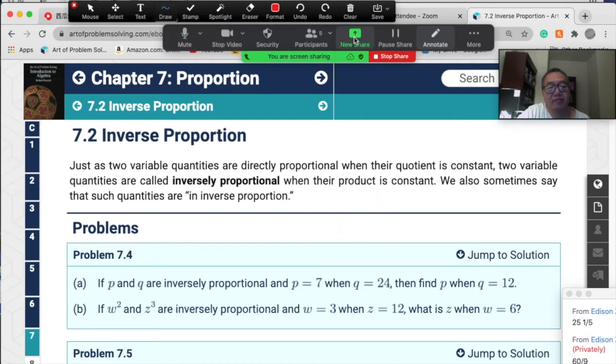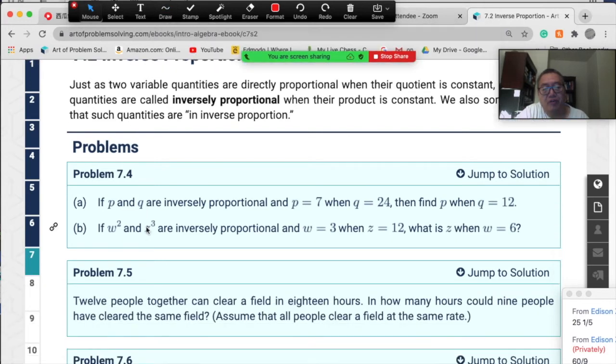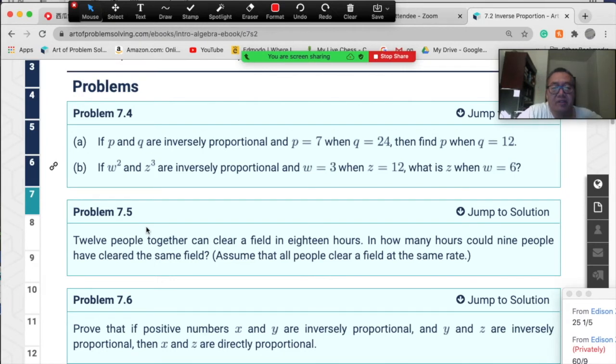So now let's see example 7.4. If P and Q are inversely proportional and P equals 7 when Q equals 24, then find P when Q equals 12. So first, they tell you here P and Q are inversely proportional. So that means P times Q equals a constant. Then they give you P equals 7, Q equals 24. Now they give you Q equals 12. They ask you what is P.